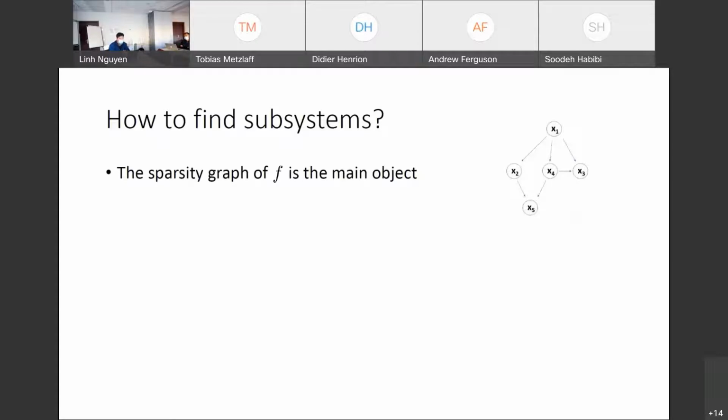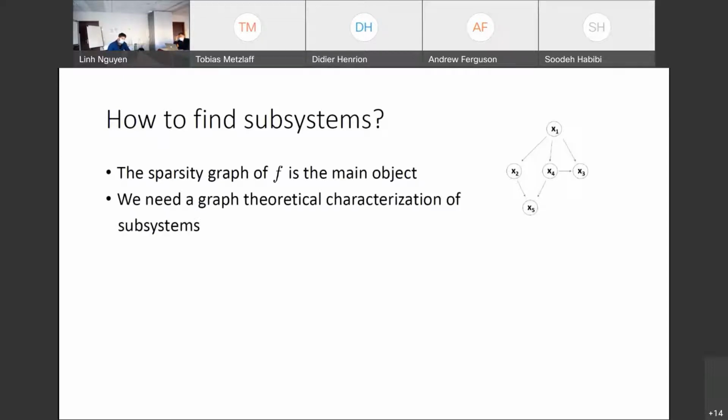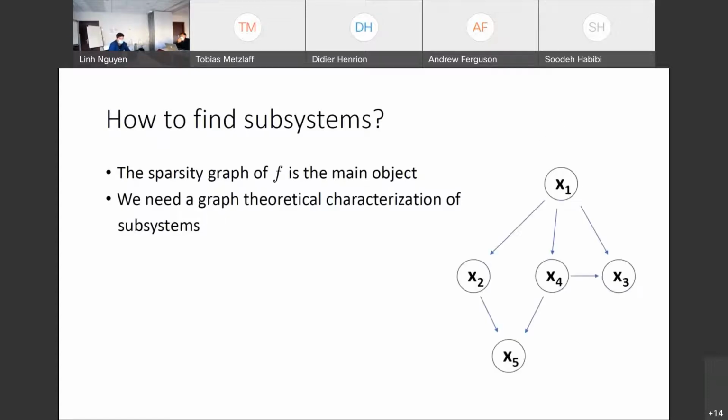So it remains to address how we can find subsystems. And there, again, the sparsity graph comes into play. We use the sparsity graph because it's an easy and discrete representation of the correlation that we have. And now, if we had a graph theoretical representation of what it means to be a subsystem, we could apply purely discrete methods. So let's see how something like this could look.